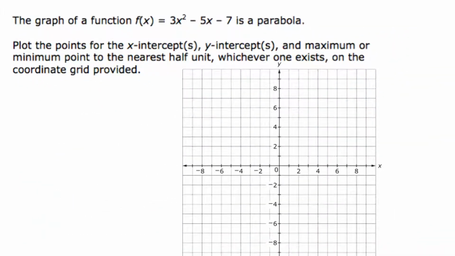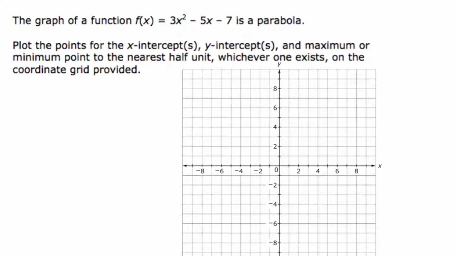Number 6. It wants us to graph, but doesn't want us to draw the whole graph. It only wants us to plot the points for the x-intercept, the y-intercept, the maximum and the minimum. Maximum or the minimum, you're not going to have both, to the nearest half unit. So just pretty close, but doesn't have to be perfect.